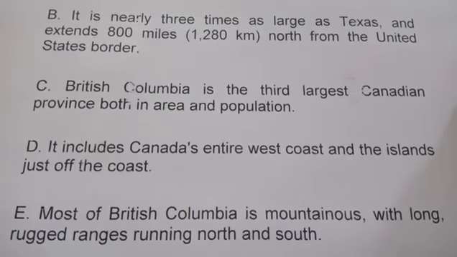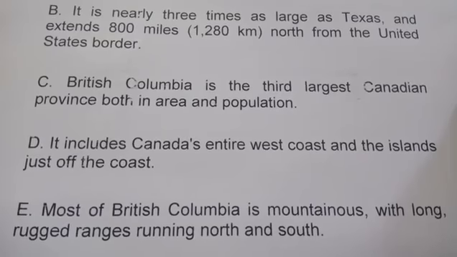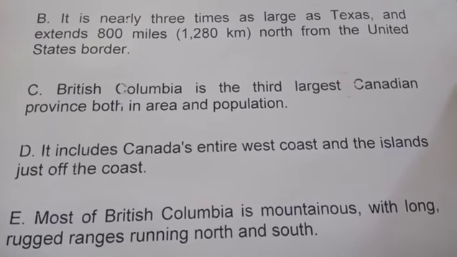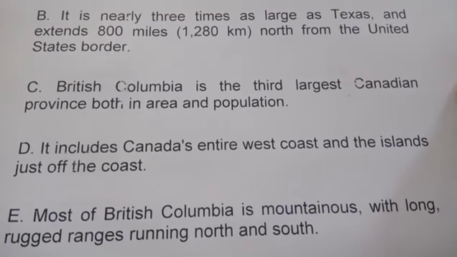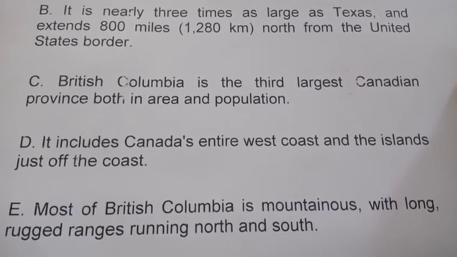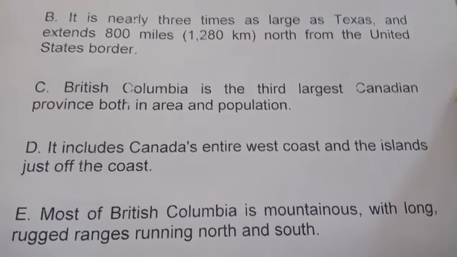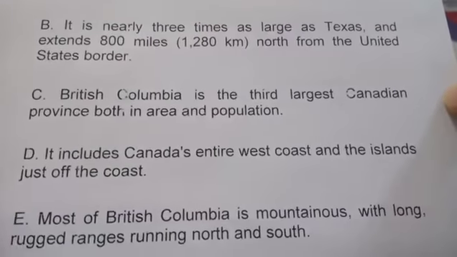So why is it the introduction? Because it is starting with the main subject, the proper noun, British Columbia, right? It's the name of a place, and that's why it's a perfect introduction. So the first paragraph in the order is C: British Columbia is the 3rd largest Canadian province both in area and population.